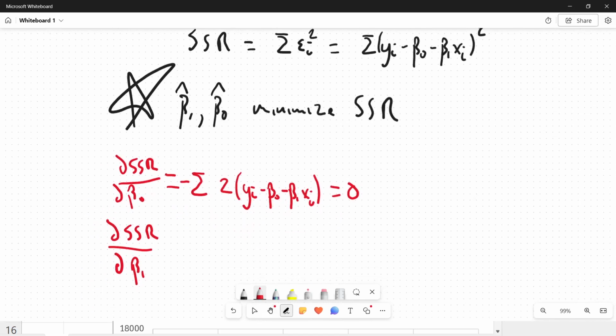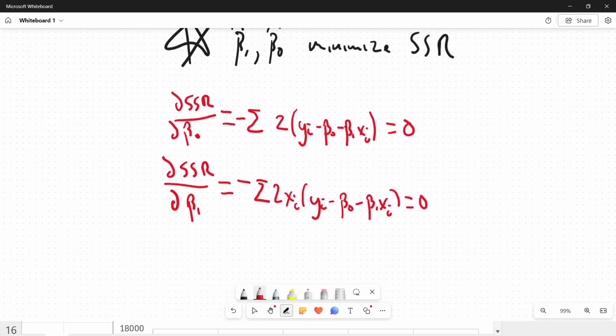Okay, I do that again for the partial derivative with respect to beta 1. Again, looking at the sum of all of these, I take the derivative of the parentheses first, the 2 goes down in front, then I multiply by the derivative of whatever is happening inside the parentheses with respect to beta 1, which is going to be negative xi. I wind up with negative the sum of all the 2 xi times parentheses yi minus beta 0 minus beta 1 xi is equal to 0.